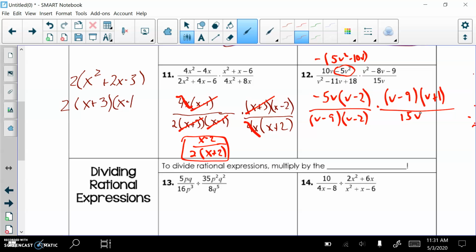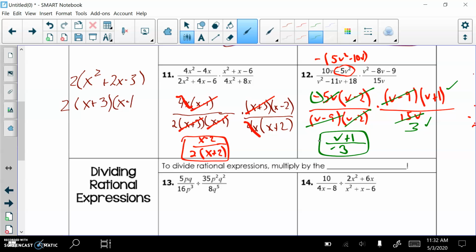All right, so here we go, canceling. v minus 2, v minus 2, v minus 9, v minus 9, 5v right there. The hardest part is just keeping all this stuff straight. I am left with a negative v plus 1 over 3. You can put the negative wherever you want. You can put it in the numerator, off to the side, whatever you want to do. v plus 1 over 3. Let's just put that negative down here. There we go.